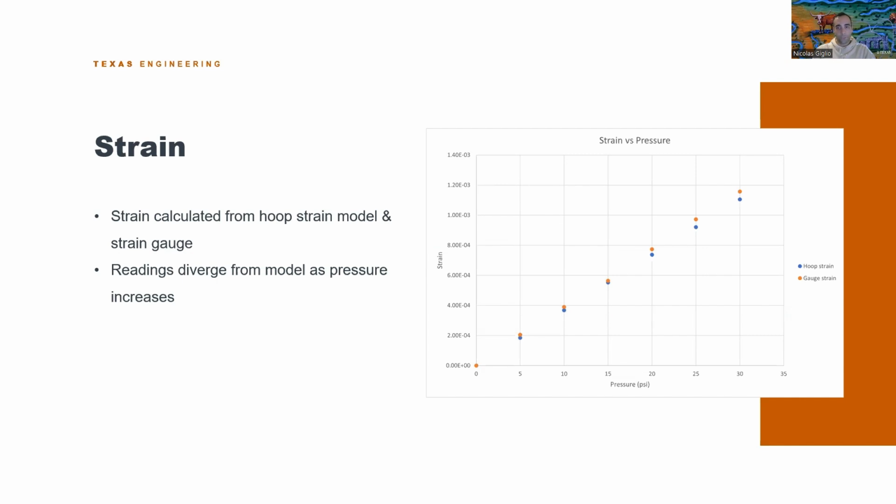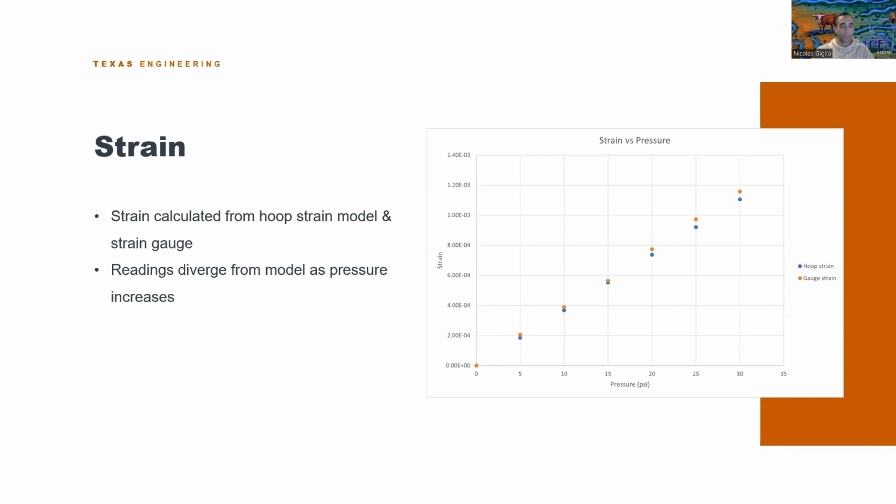We then converted the strain gauge voltage readings into a gauge strain, and we converted the pressure readings from the pressure gauge on top of the vessel into hoop strain using a hoop strain model. Gauge strain was calculated using a gauge model that converted the voltage read into a strain reading. We can see here that both readings start out similarly initially and then start diverging.